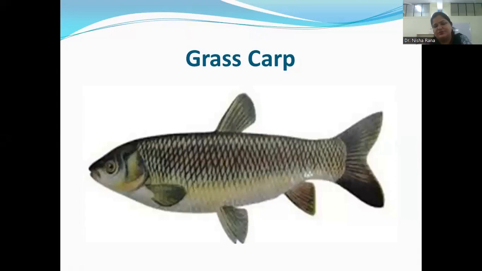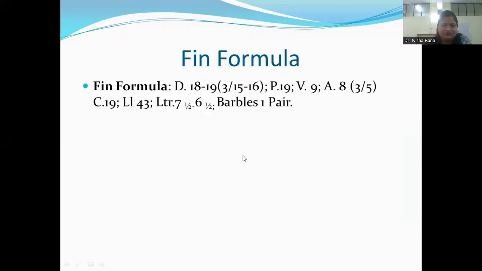All these are carps, but their morphological features, their fin shapes, their body shape, their fin number count will be different in each and every species. So there is another feature that is known as the fin formula. By using the fin formula, you can count the number of fins, number of scales, and also identify the fish. For example, I have mentioned D18 to 19.